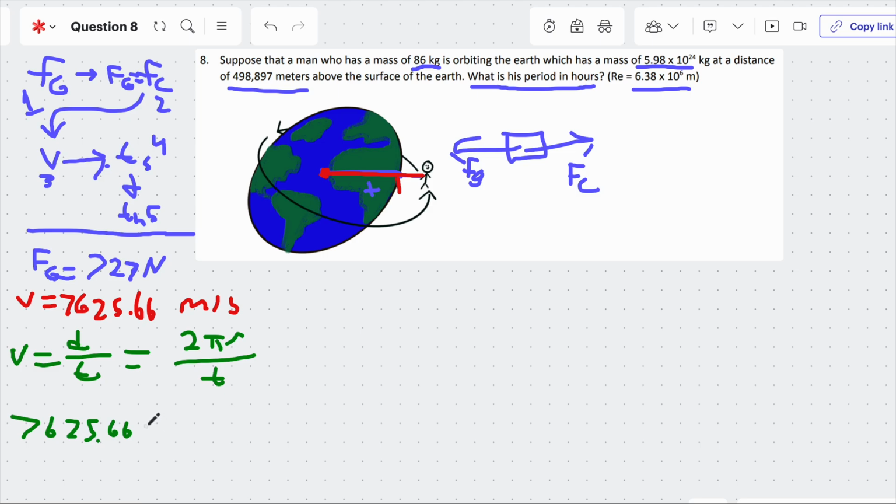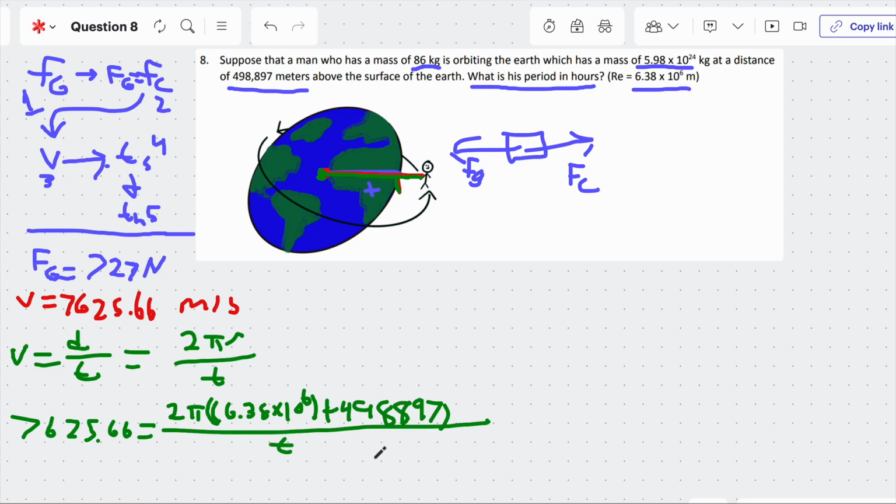7625.66 meters per second, and that is going to equal 2 pi times our radius, which again I have erased, and is that whole thing. So I'm going to just switch r out for that long parentheses of stuff, times 10 to the 6th plus 498897. Okay, over our time, which we're solving for.